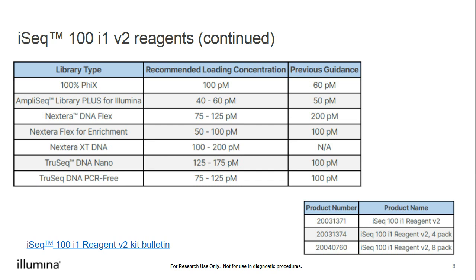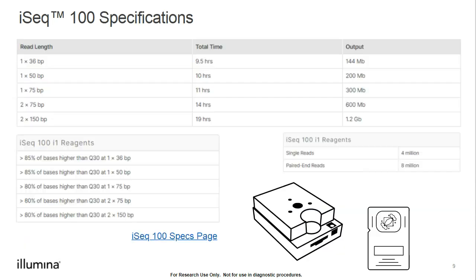All right, and then I also wanted to talk about the specifications for these reagents. We don't have to talk through all of these. I wanted this more to be a resource page for you. I think that the specifications, they're all coming from that iSeq 100 specs page, which I have linked at the bottom here. And I just wanted to highlight the different run times, the different Q30 scores that you can expect from different run setups, as well as the output.